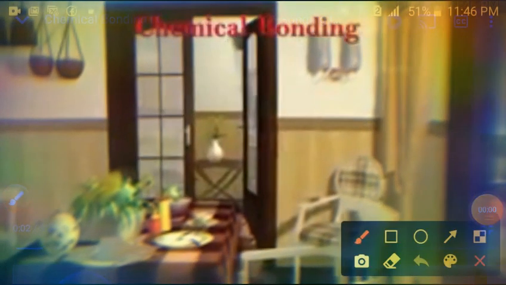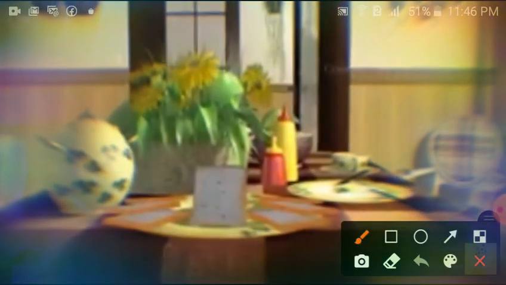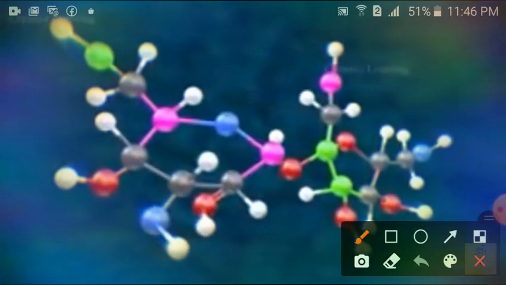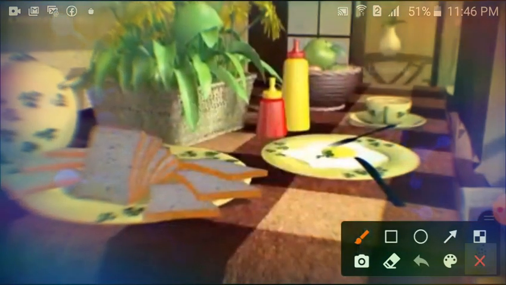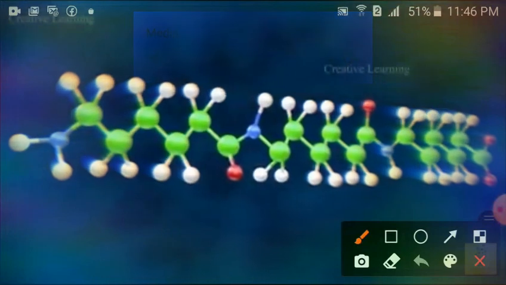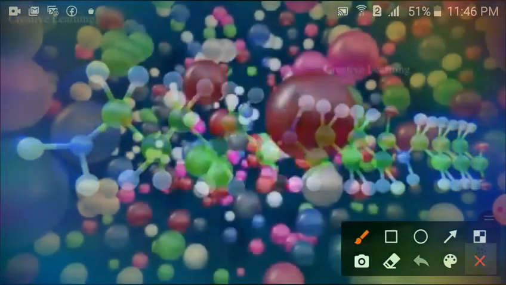Chemical bonding. Almost everything we see or touch in our daily life is the result of a chemical bond. The air we breathe, the food we eat, the clothes we wear, and so on, are all made up of one or more chemical bonds.